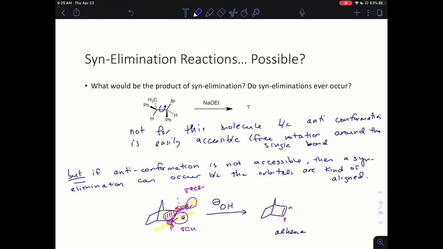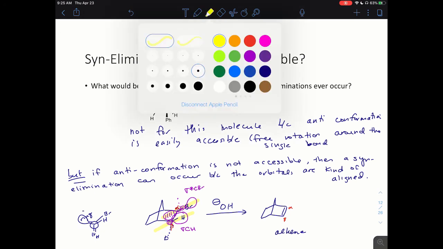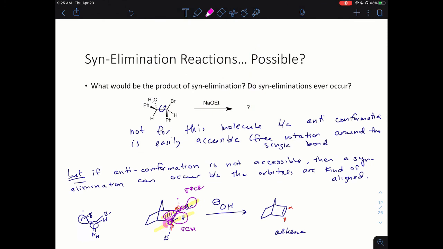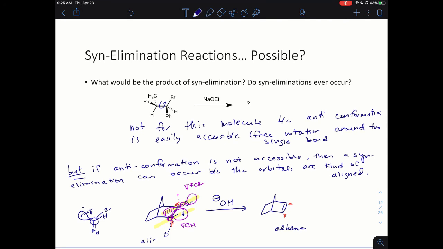I can tell this is a syn conformation. If I looked down the bond, I would have hydrogen and bromine eclipsing one another. And there's the ring. All right, so I see that they're aligned. It's just that the overlap is not as good, because you have the little lobe of sigma CH overlapping with the big lobe of sigma star CBr. So they're aligned, but the overlap is not as good. So this is just a higher energy transition state.